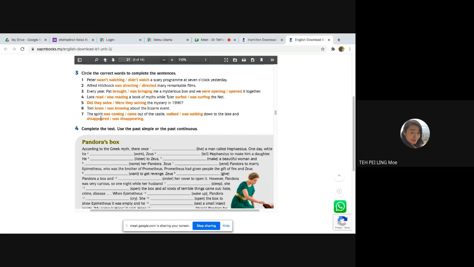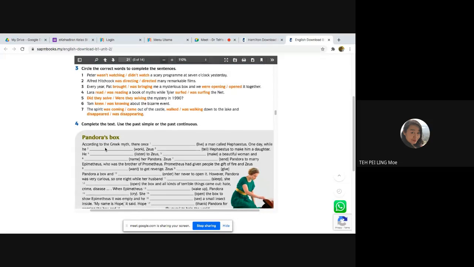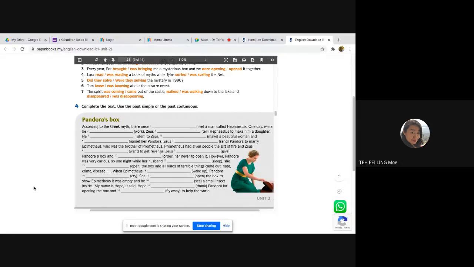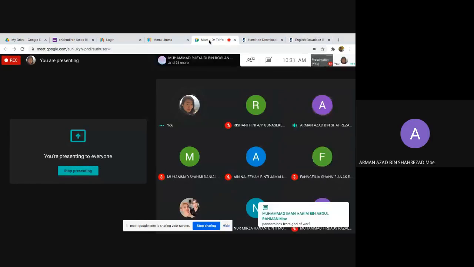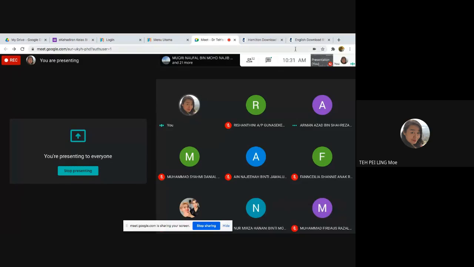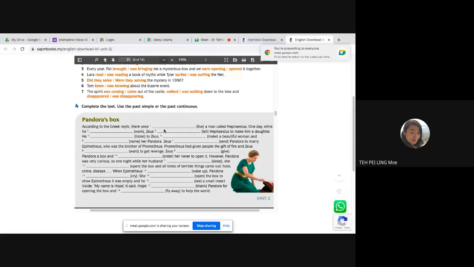Okay, now let's look at this one, Pandora's box. According to the Greek myth, it's actually all past tense, and a few past continuous tense. So according to the myth, there once lived a man. How to read this name? Hephaestus.